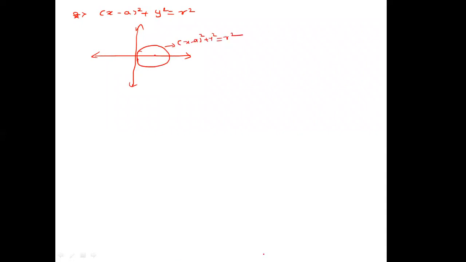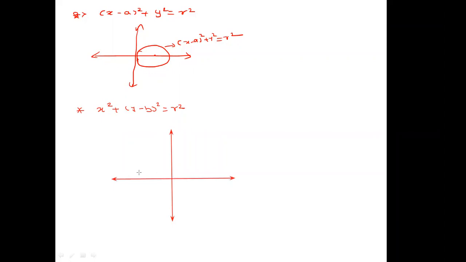Okay. Similarly, suppose the equation is such that if the first point is absent, it looks like x square plus y minus b bracket square is equal to r square. So the equation we got, suppose we draw this equation like this.